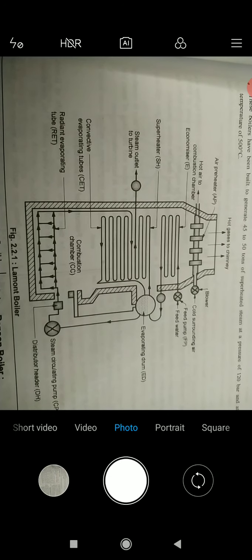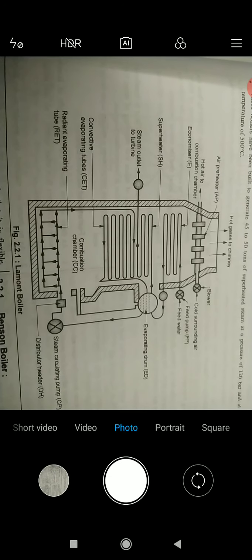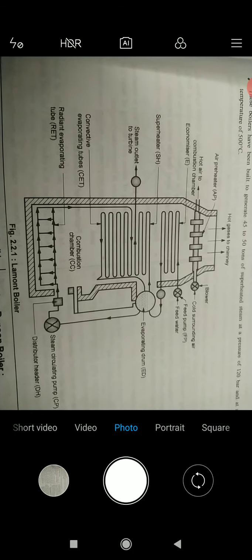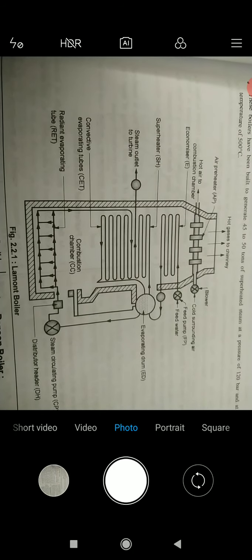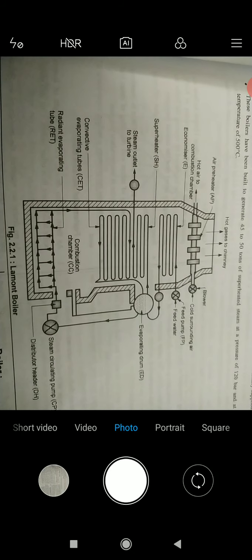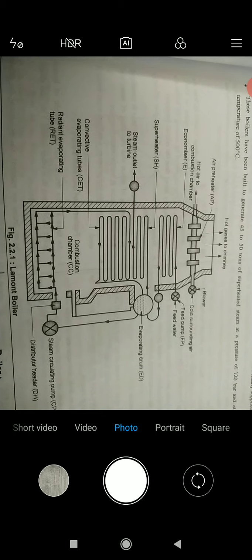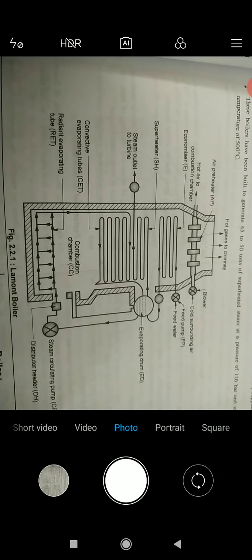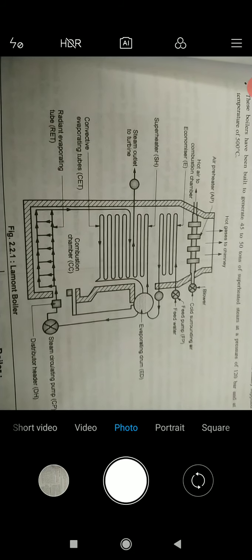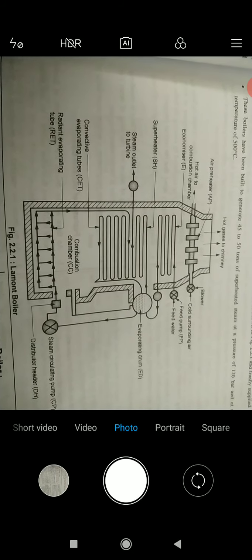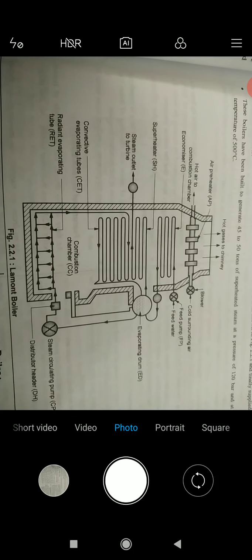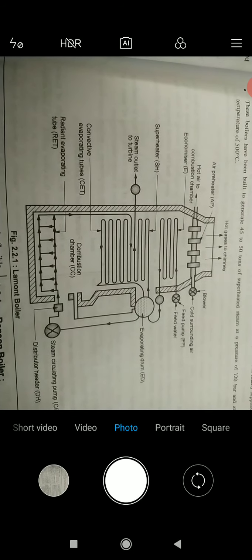The feed water from the hot well is supplied to the storage and separating drum through the economizer. Second point, most of the sensible heat is supplied to the feed water passing through the economizer. The centrifugal pump circulates the water at 8 to 10 times the weight of steam evaporated. This water is circulated through the evaporation tubes, and the part of the water evaporated is separated in the separating drum. The steam separated in the drum further passes to the superheater and is finally supplied to the prime mover.